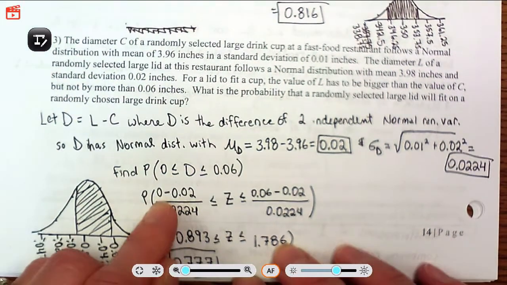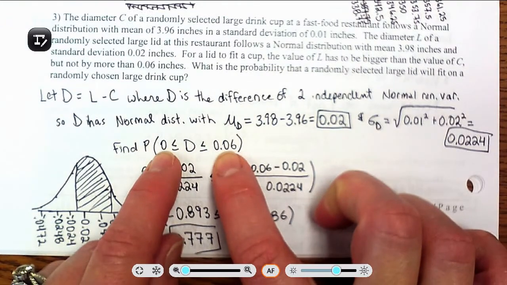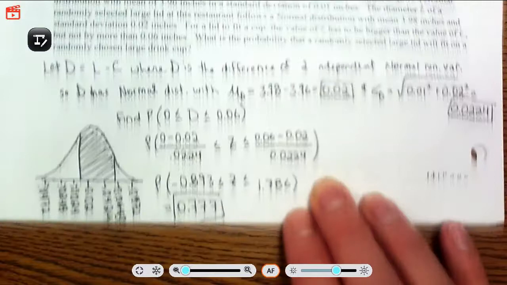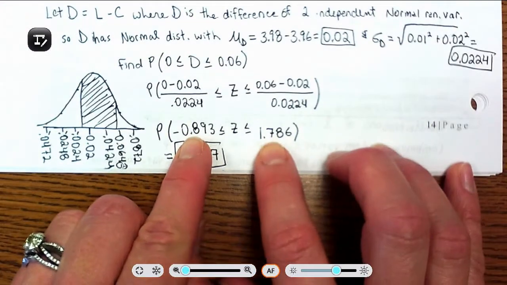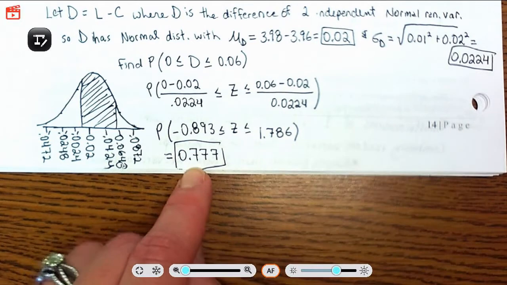So the probability of 0 to 0.06 for the difference is the same thing as the probability between the z-scores for 0 and 0.06, and that gives us this interval of z-scores, and that gives us that probability.